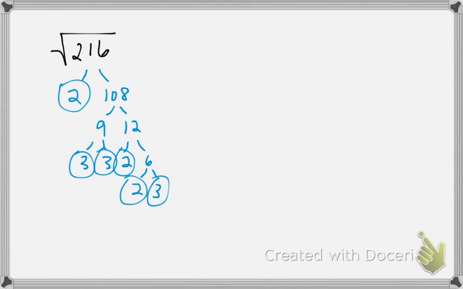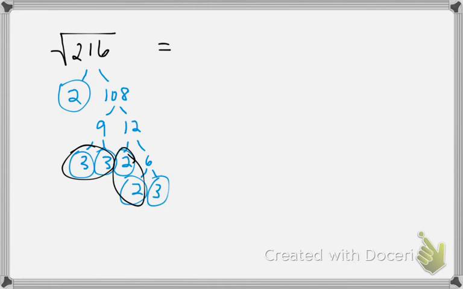Do I have squares? Wait, yes. There's a square for 2. There's a square for 3, right? Now, do I have extra? Sure, but what happens to extra? You just leave it underneath. So what can I bring out? 2 squared and 3 squared.